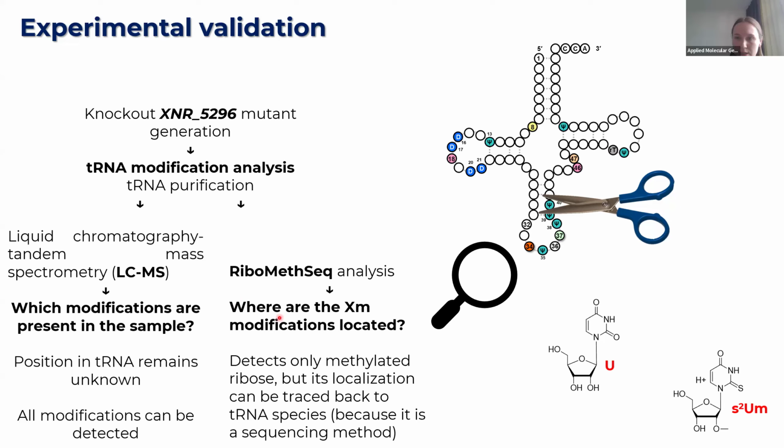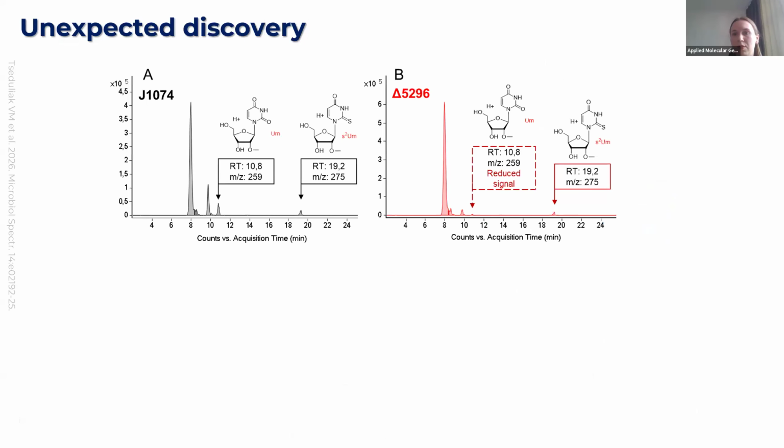But the second method is a specific sequencing method, and it is used to detect only methylated ribose. So it won't give us any information on any other modification. We combined these two methods. And what did we find? First, we identified a significantly reduced amount of the modification. So here is the wild type strain, and this is a peak representing the modification. And in the mutant strain, you can see only a small fraction of this peak.